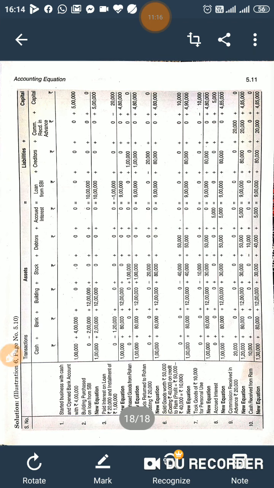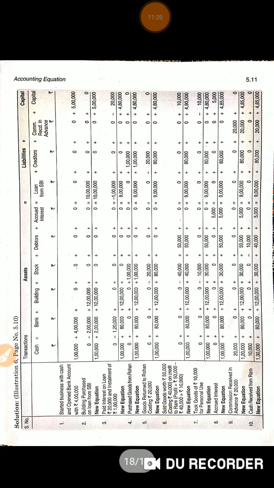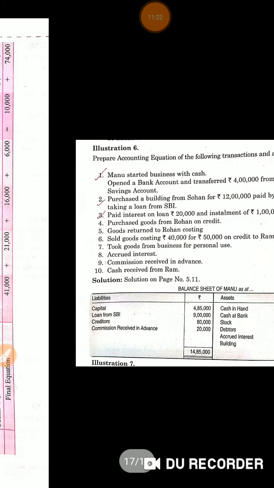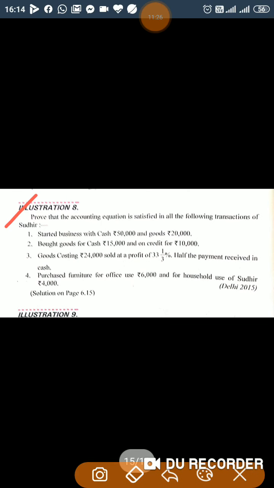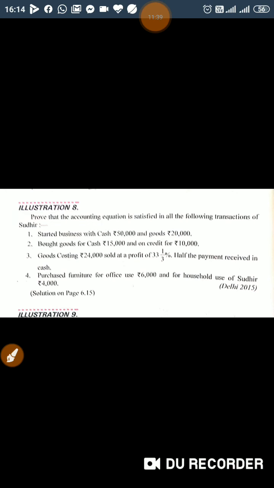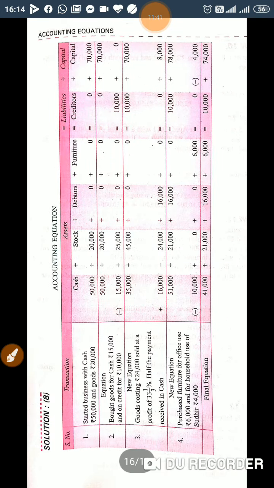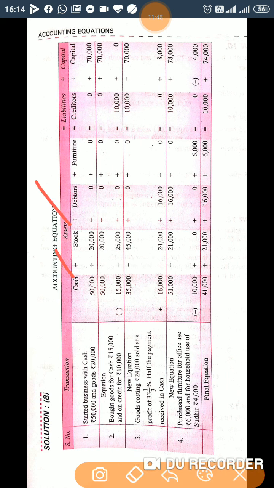Now one more question I would like to solve. This is one more question having only 4 transactions, but there is one transaction which you will learn. Started business with cash and goods. So cash, stock and capital are involved.